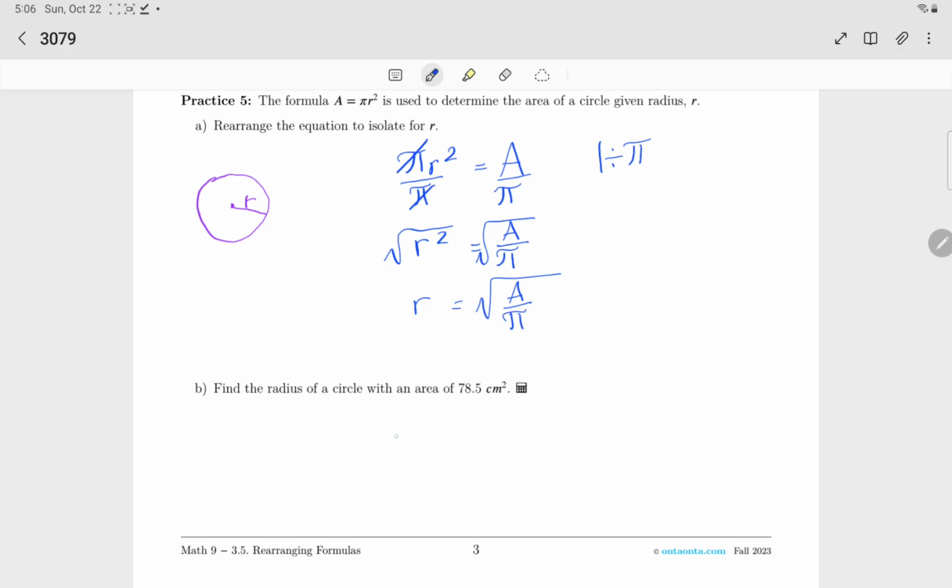Now let's substitute the values. R equals square root of 78.5 centimeters squared divided by 3.14, and this is 25 centimeters squared. Square root of 25 centimeters squared is 5 centimeters.